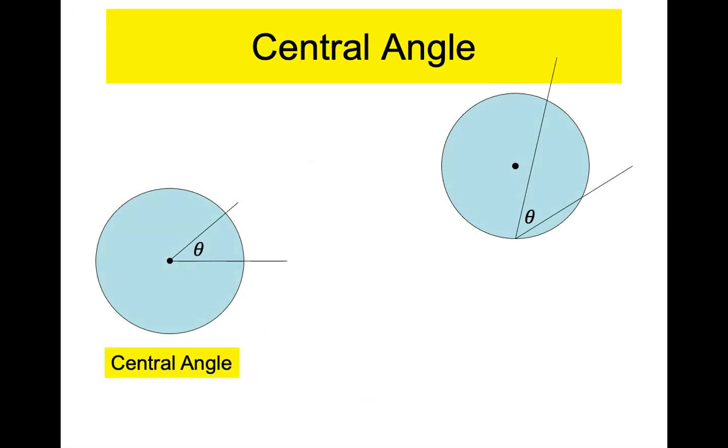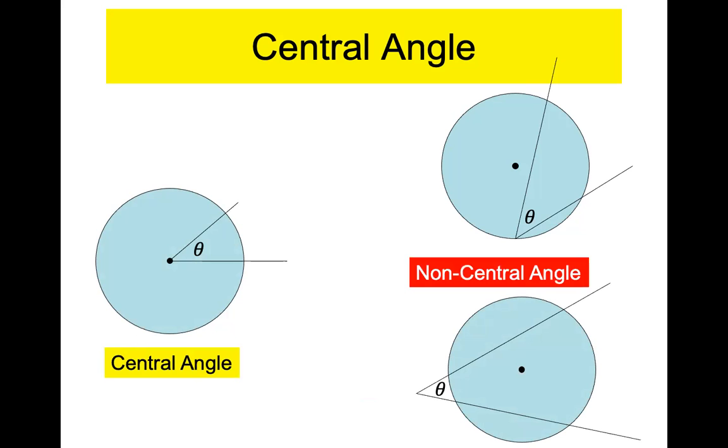That's a good guess, right? This is not a central angle. You see where the vertex is? The vertex is on the circle, not a central angle, okay? Where's the vertex now? But the rays intersect the circle. These two we get later in the chapter. But these are not central angles.